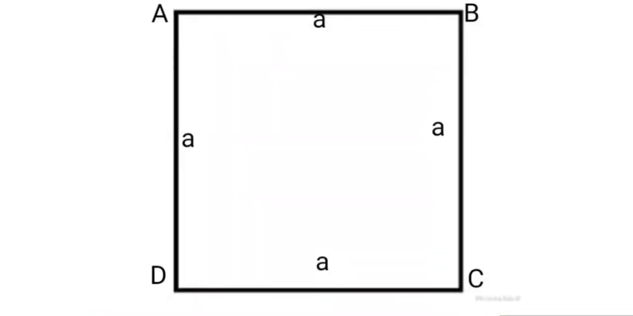Now see, this figure is a square and the name of this figure is ABCD, and let all the sides be A. Why? Because in the square the sides are equal, so all the sides are A. Now the perimeter formula is the sum of all the sides, so A plus A plus A plus A, so total 4 times A. So the formula is 4 into side. This is the formula of perimeter of square.